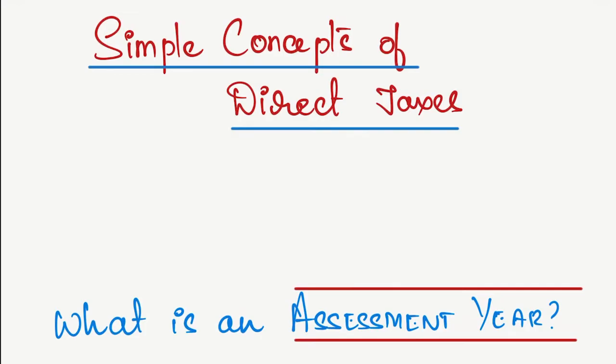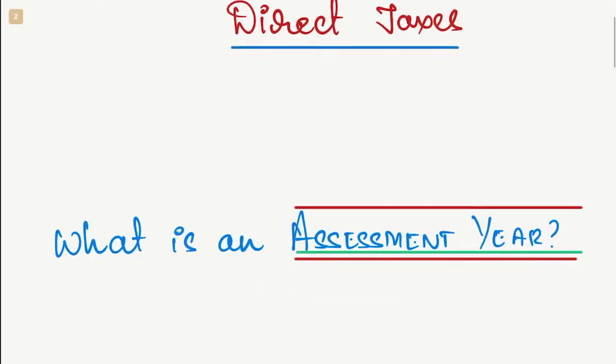Today we are here to look at a few of the simplest concepts of direct taxes. Now let us first look at assessment year. This is something which we often hear. In fact, very recently you would have seen or heard ads by the income tax department asking us to file the return of income for a particular assessment year. Therefore, what exactly is an assessment year?